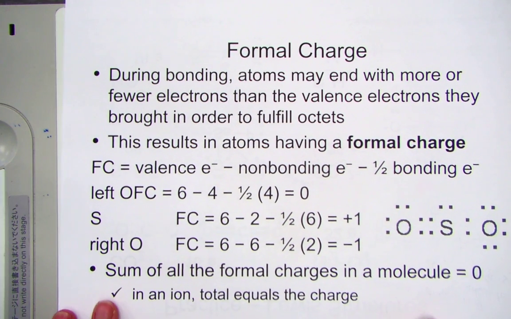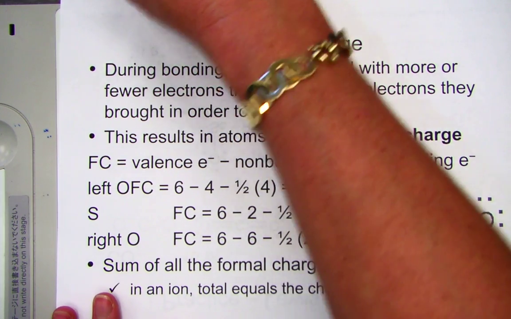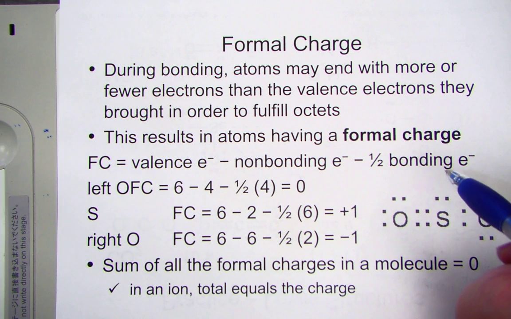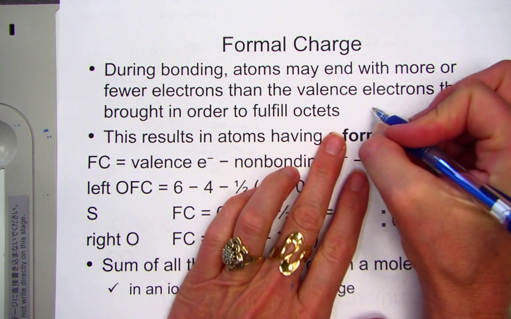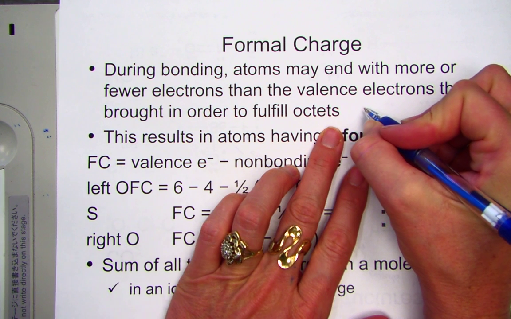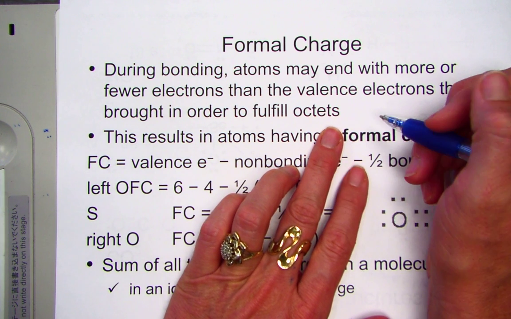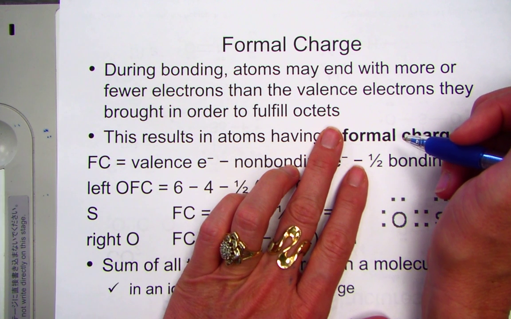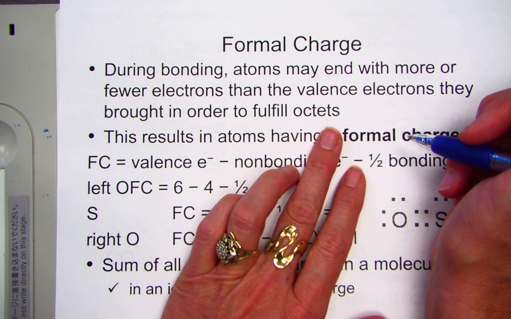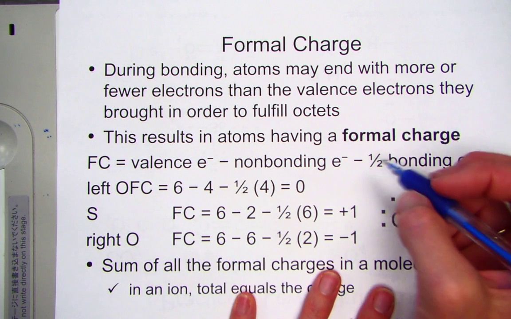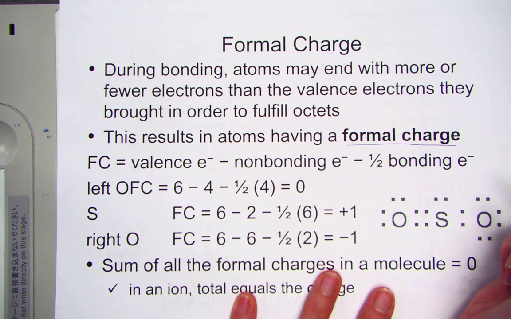Sorry about that. The term formal charge says during bonding, atoms may end with more or fewer electrons than the valence electrons they brought in order to fulfill octets. In other words, the number of dots around a symbol may or may not match the group number that it was found in. So I know how many valence electrons for those representative elements by what group number it is. If I start moving around electrons to create double bonds, it may or may not match the group number by the time we're done bonding. And it results in those atoms having what's called a formal charge.